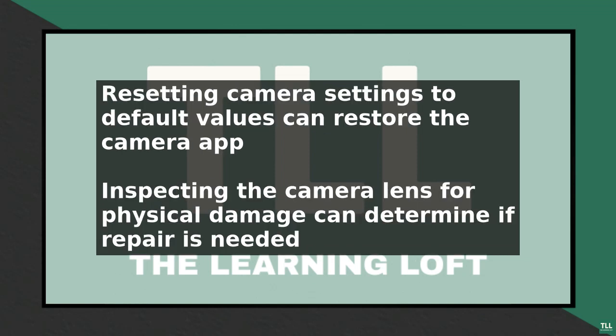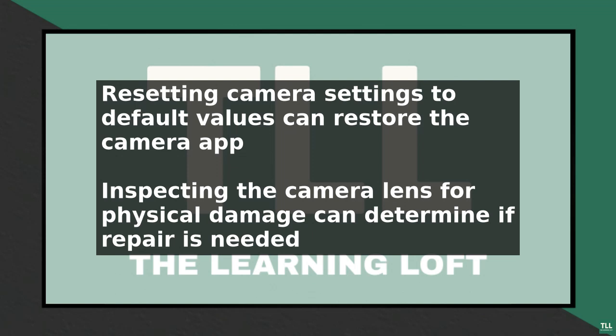To prevent the camera failed error from occurring in the future, it is essential to handle your phone with care and keep the camera lens clean. Avoid touching the lens, and use a soft cloth to wipe away any dirt or debris. Additionally, consider installing a screen protector or phone case to protect your phone from physical damage.